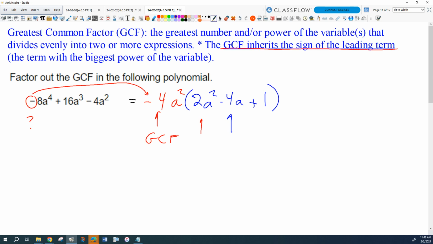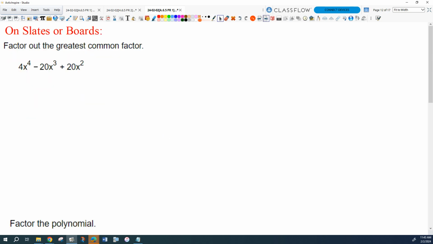Okay. All right. Wait, why did I say 2? Go to the board. Do that, please. Because I was thinking of the a. I was thinking of the 8. He was last.